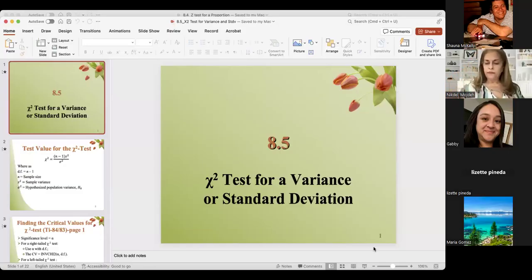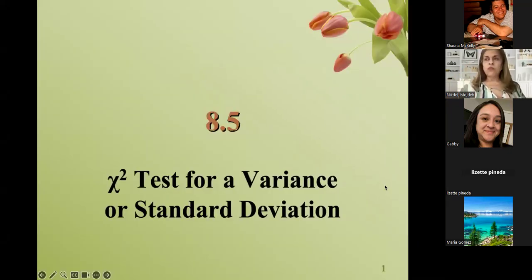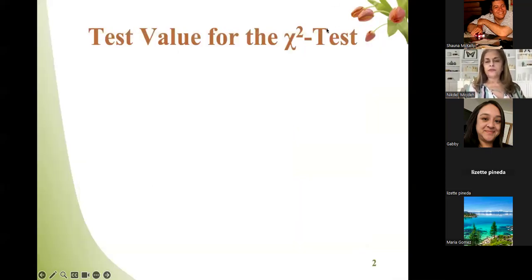8.5. Again, we are looking at hypothesis testing, this time regarding variance and standard deviation. We are going to use chi-square distribution. So chi-square test for variance or standard deviation. Again, these steps are exactly the same for traditional method and the p-value method.